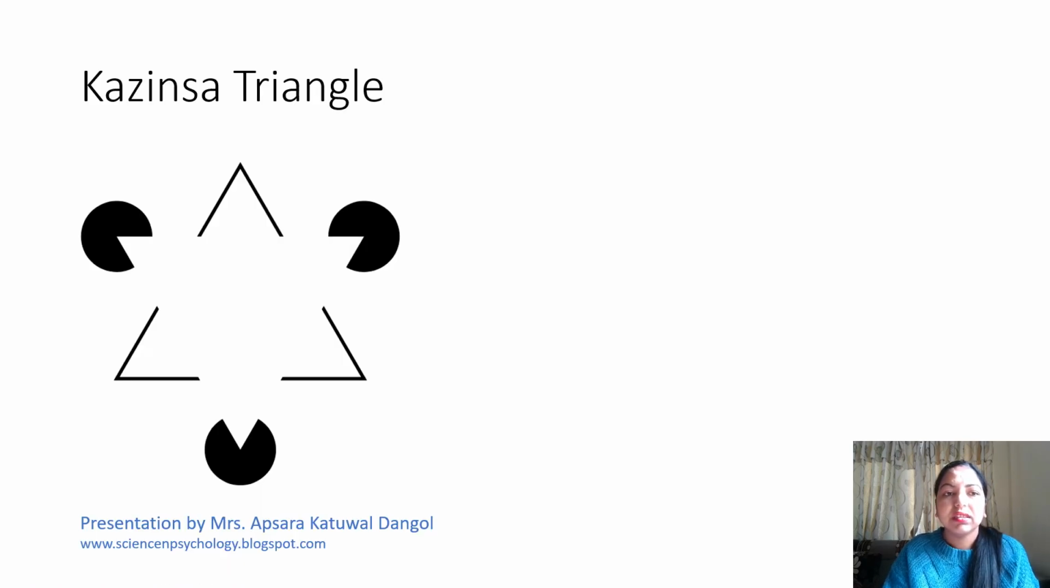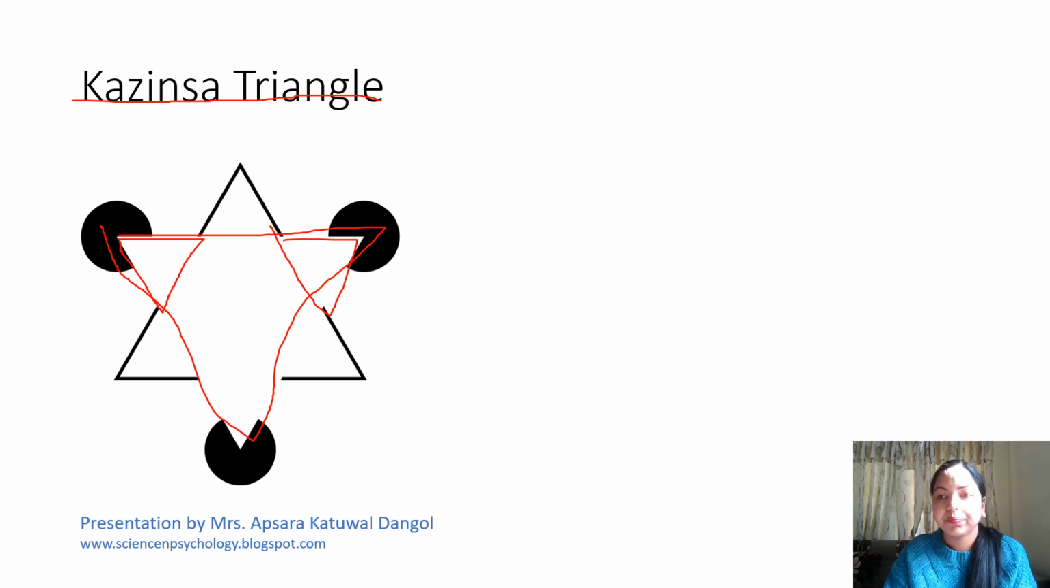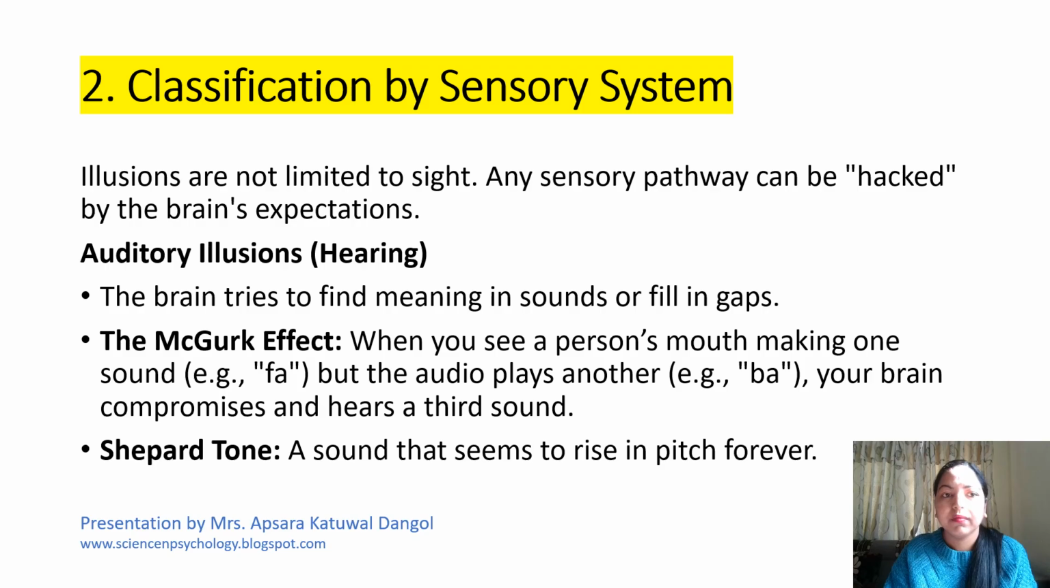Next one is the Kanizsa triangle. Look here. Because of this we are able to draw a triangle over here, right? Also, we are able to draw the bigger triangle. Actually, it does not exist, but it feels like there is a white triangle. So those were the classification by deception system.